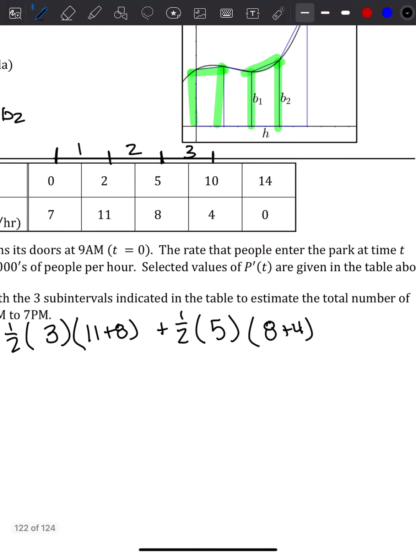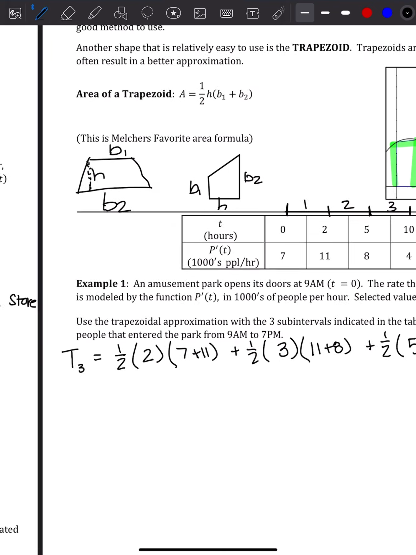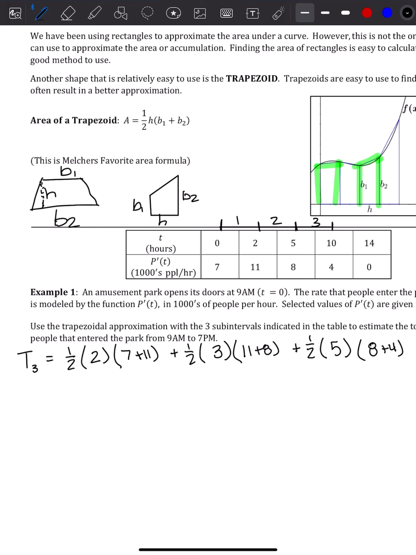There are ways that I can simplify this. I can pull out things they have in common. I have a 1/2 times everything. But I can also just write it out every time and then simplify as I go.